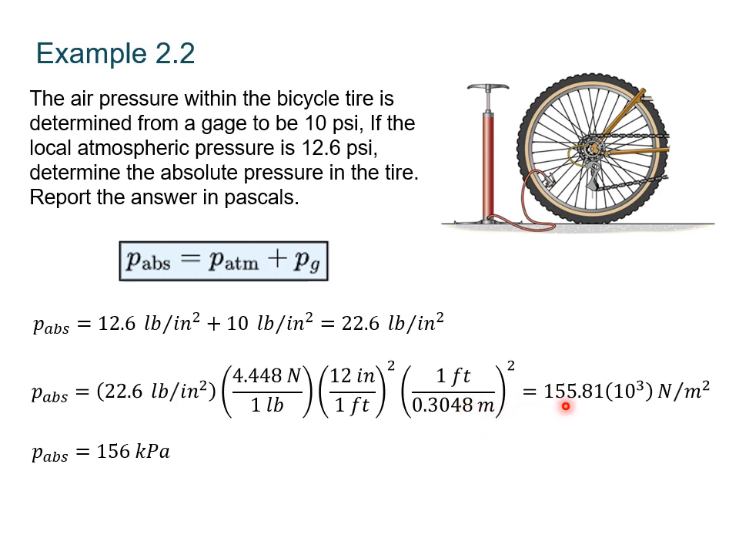So we get 155.81 times 10 to the third newtons per square meter. So the newtons per square meter, that's a pascal. 10 to the third is a kilo. So we'll report our answer as 156 kilopascals.